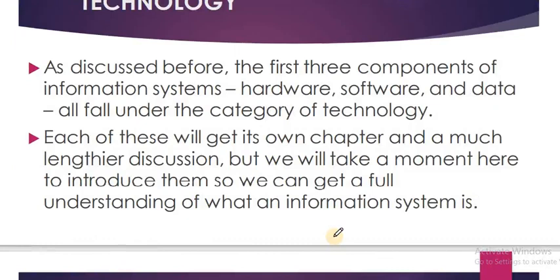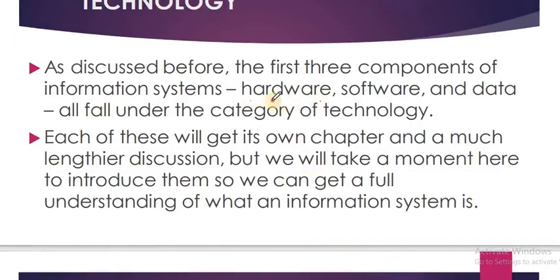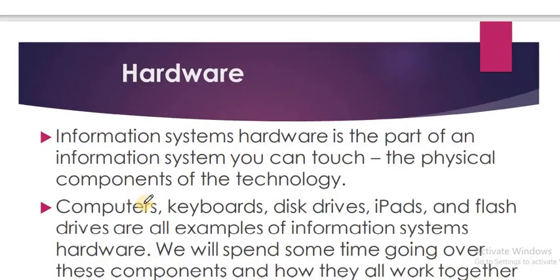As we discussed before, the first 3 components of information systems, the hardware, the software, and the data, fall under the category of technology. Are we together? Each of these will get its own chapter later because we're going to explore more understanding on this. So let's start to look at those components briefly, one after another.